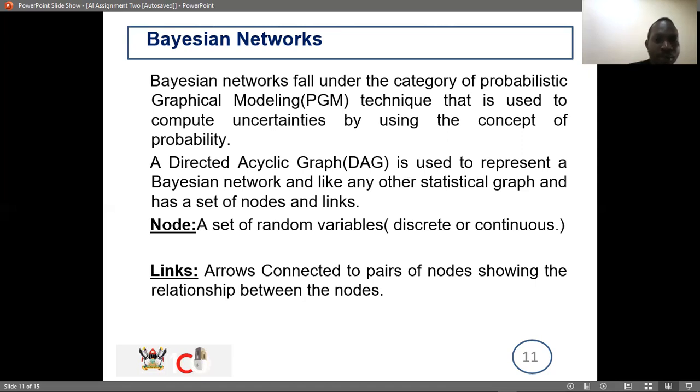Now a node is a set of random variables, and these variables can either be discrete or continuous. And the links are the arrows connecting pairs of nodes and showing the relationship between those nodes.